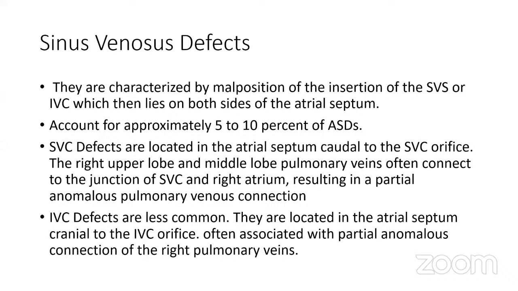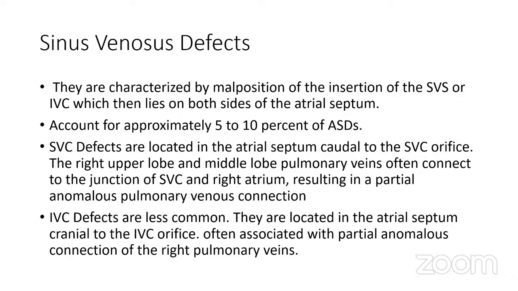Superior sinus venosus defects, or sometimes called superior vena caval defects, are located in the atrial septum immediately caudal to the orifice of the superior vena cava. The right upper lobe and middle lobe pulmonary veins often connect to the junction of the superior vena cava and right atrium, resulting in a partial anomalous pulmonary venous connection.